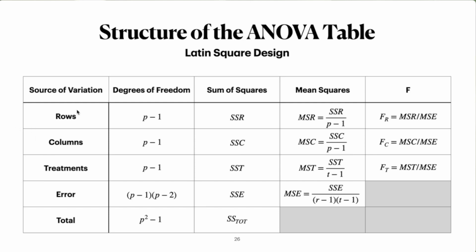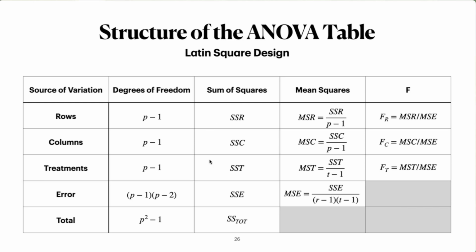In each case, we have p rows, and so there are p minus 1 degrees of freedom. We have p columns, and so we have p minus 1 degrees of freedom for columns. We have p treatments, and so there are p minus 1 degrees of freedom associated with treatments. We have p squared total experimental units used in the experiment for a single square, and so we have p squared minus 1 degrees of freedom overall. And then we have p minus 1 times p minus 2 error degrees of freedom.